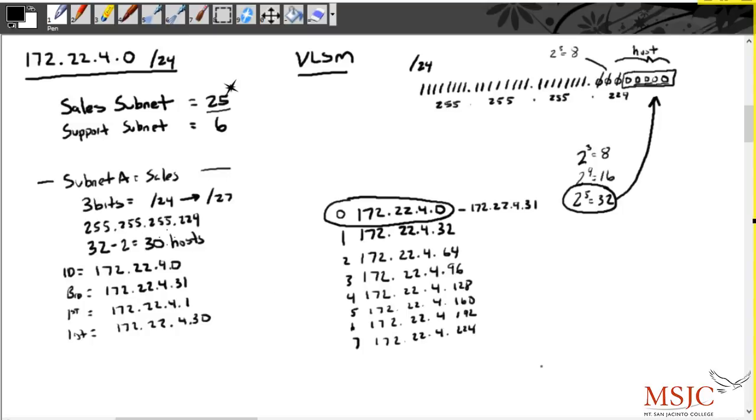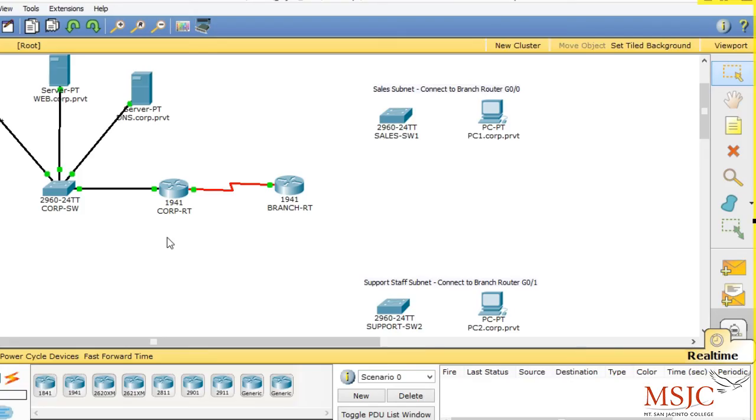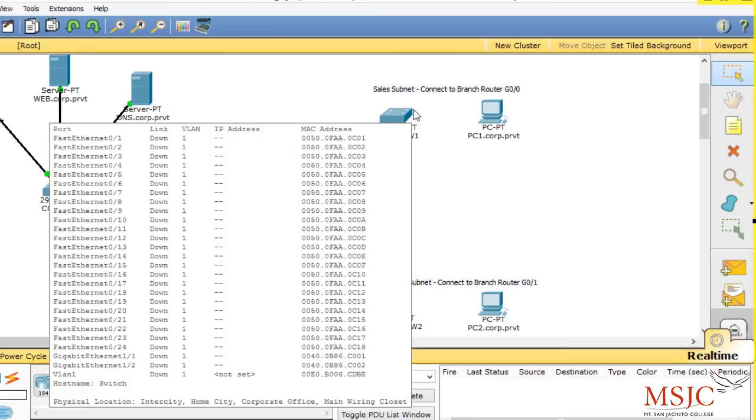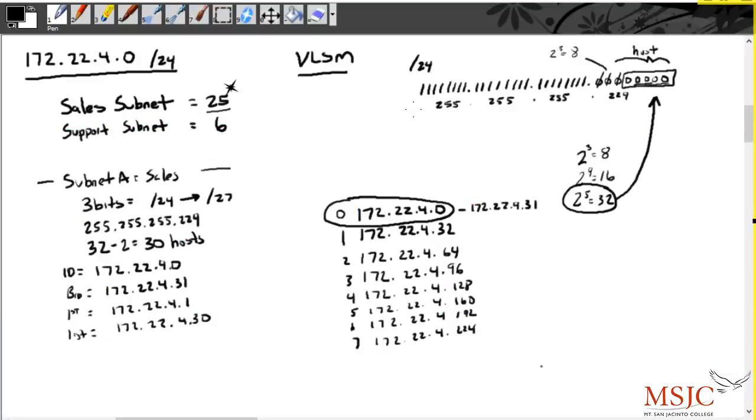This will be the network that we use to basically add to the sales subnet that you see up here. So the sales subnet will be assigned this information that we've just diagrammed here. We're now ready to go to the next level in our VLSM plan in order to plan out subnet B, or what is called the support subnet.